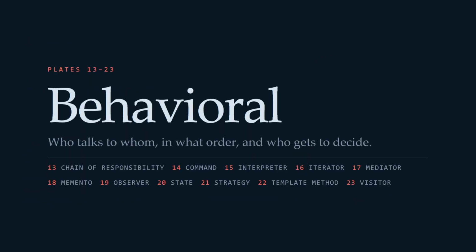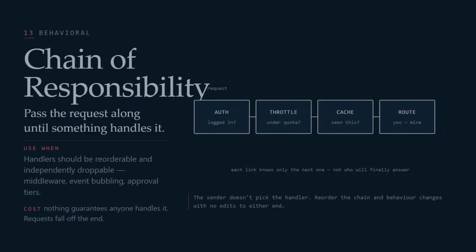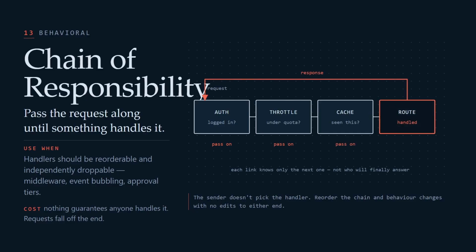Behavioral patterns, 11 of them. Who talks to whom, in what order, and who gets to decide. The request walks the chain. Auth passes it on, throttle passes it on, cache passes it on, the router handles it. Each link knows only the next one. Reorder them and the behavior changes with no edits at either end.